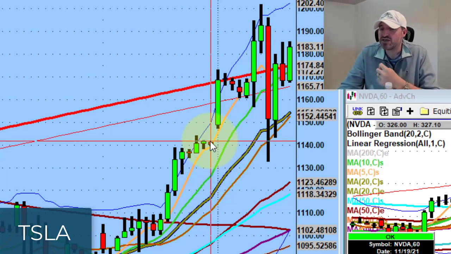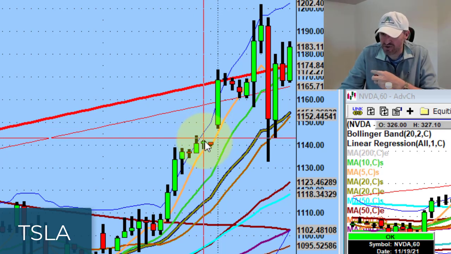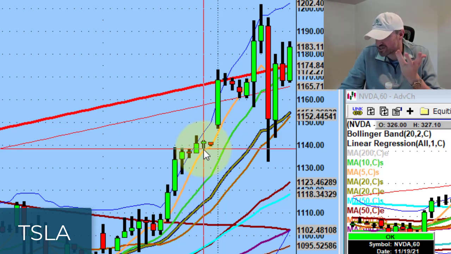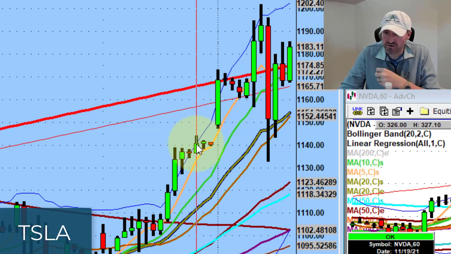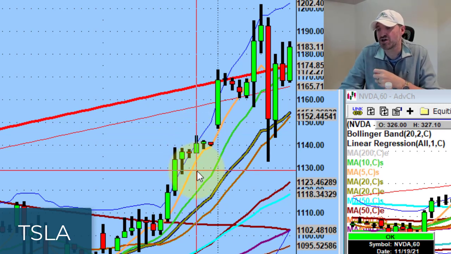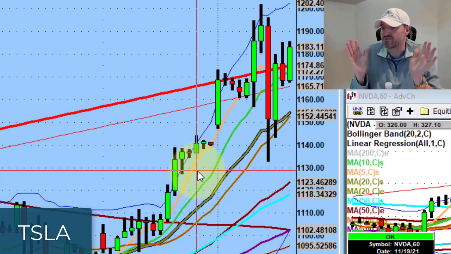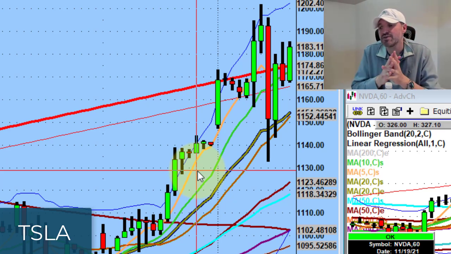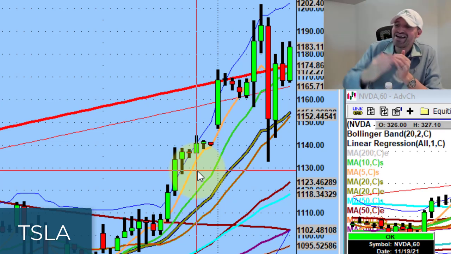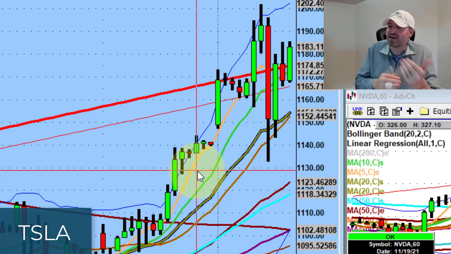Which basically means is when the stock goes through that number, right? Let's just call it 1136. When the stock goes through that number, let's pretend it puts in a new low of 1132. Let's pretend for argument's sake. So when the stock puts in a new low of 1132, that is your absolute max pain, right?